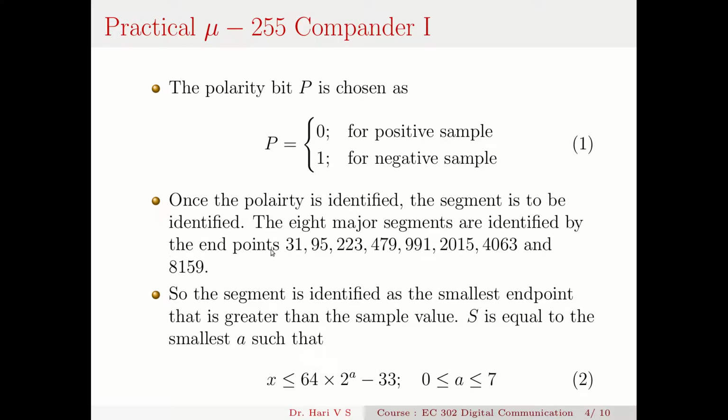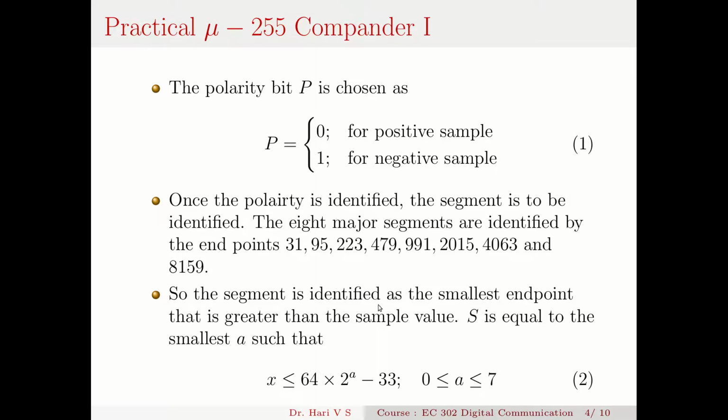So then values from 0 to 31 form the first segment, then 31 to 95 is the second segment, 95 to 223 is the third segment, up to 479 is the fourth segment, up to 991 is the fifth, then up to 2015, up to 4063, and the last one is 8159. From this you can see that the slope is decreasing. The slope of these curves is decreasing.